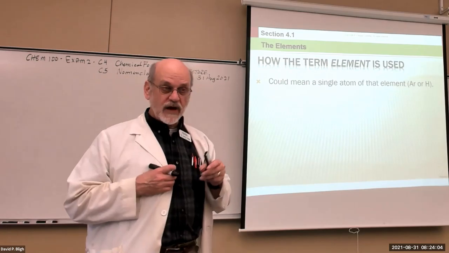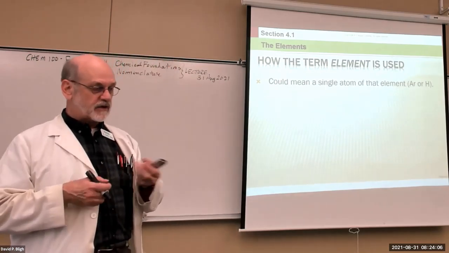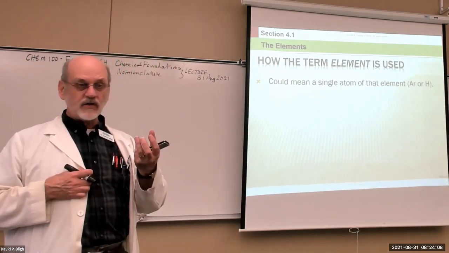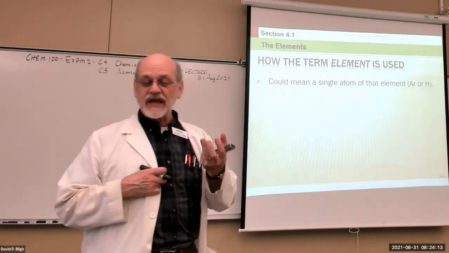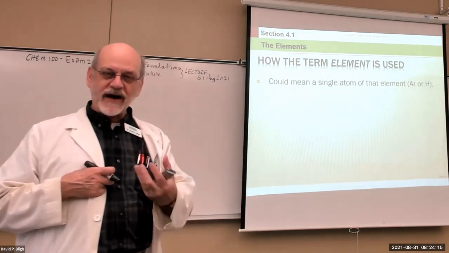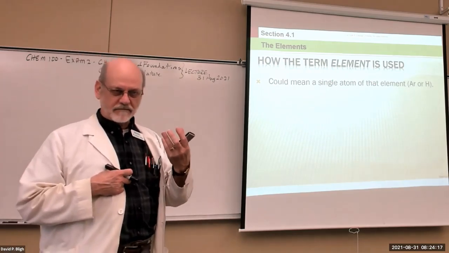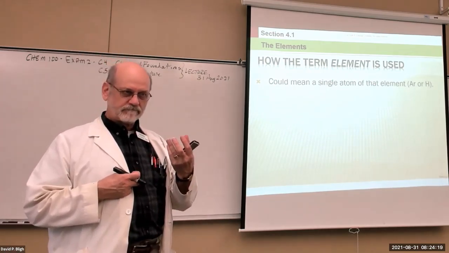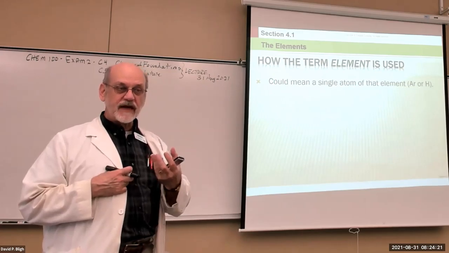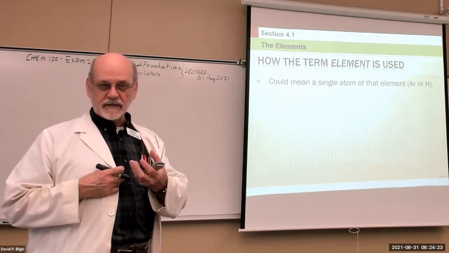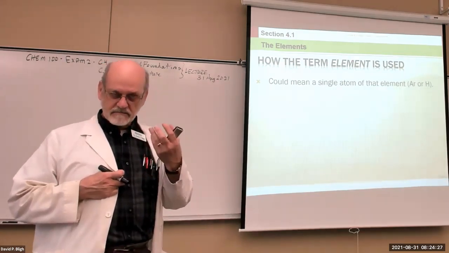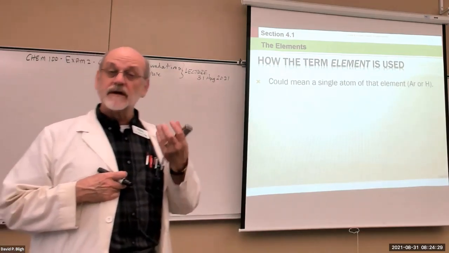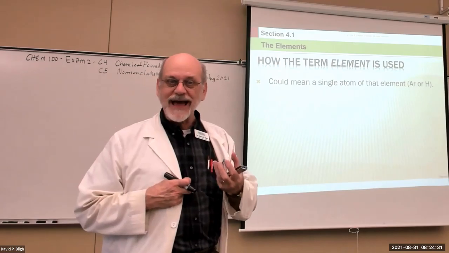In other words, if you have a chunk of iron, you can't get silicon out of it. You can't get other elements. You can't get other identifiable substances that are also unique. Iron is unique. Now, the simplest unit of the element is the atom.